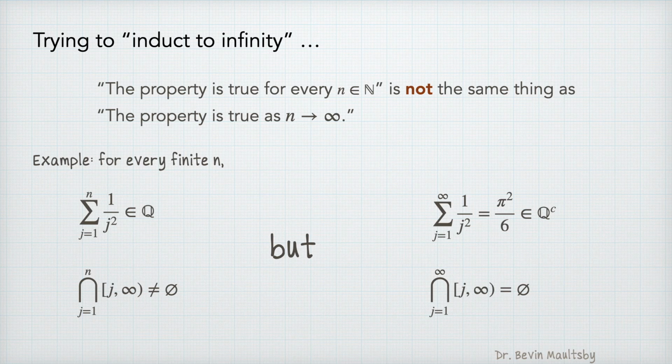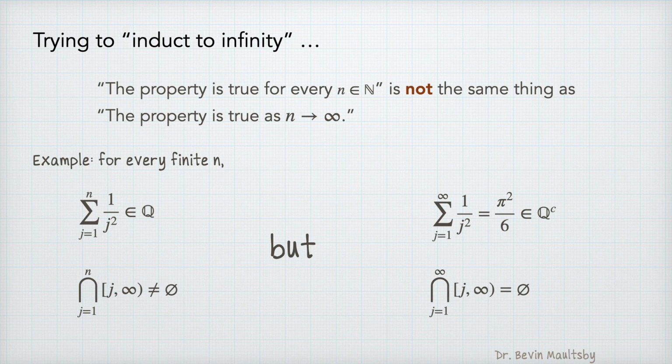So my property could have been that the finite sum is rational. You could prove that with induction, but you cannot then let n go to infinity and conclude that the infinite sum is rational. For a second example for you to look at, if you take sets of real numbers of the form 1 to infinity, 2 to infinity, 3 to infinity, but then you stop at some finite n, the intersection of all of those sets is non-empty. In fact, it's n to infinity.